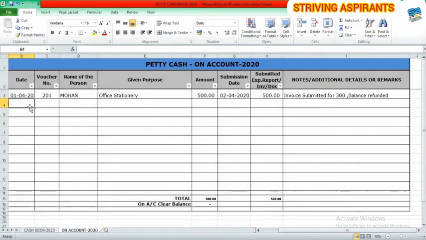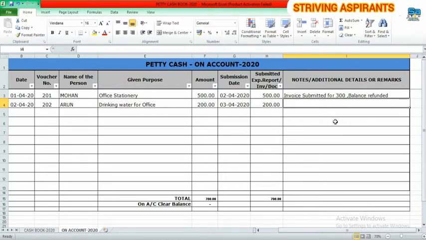Now again the second transaction, voucher number 202. The person who is taking the amount is Arun. He is taking it for drinking water for the office. He took the amount 200 and he submitted the invoice or the bill to the finance office on 3rd April 2020. Now we can see the On Account clear balance of 200 here at the bottom. Now we are closing that 200, so the On Account clear balance is gone.